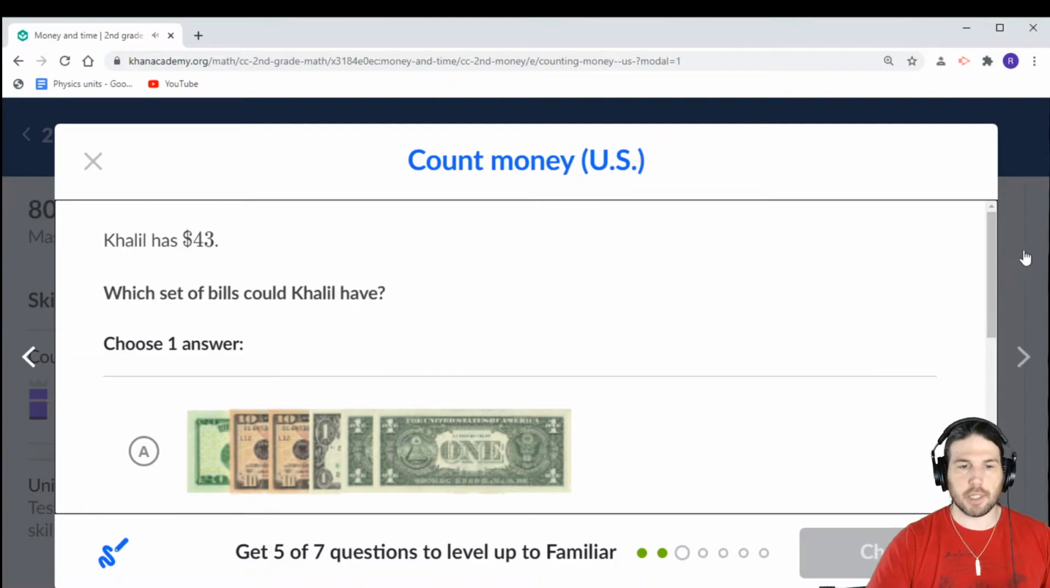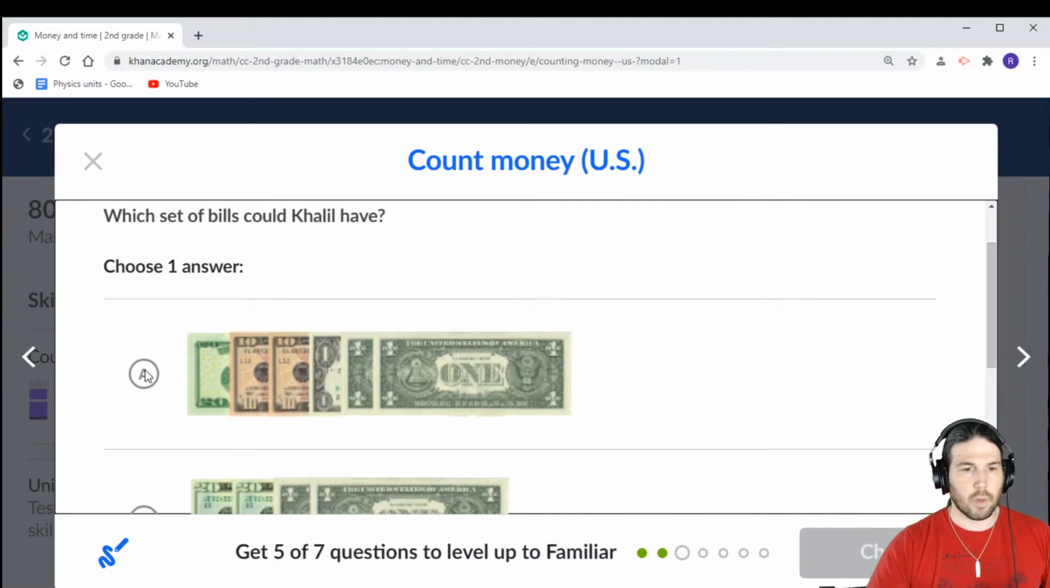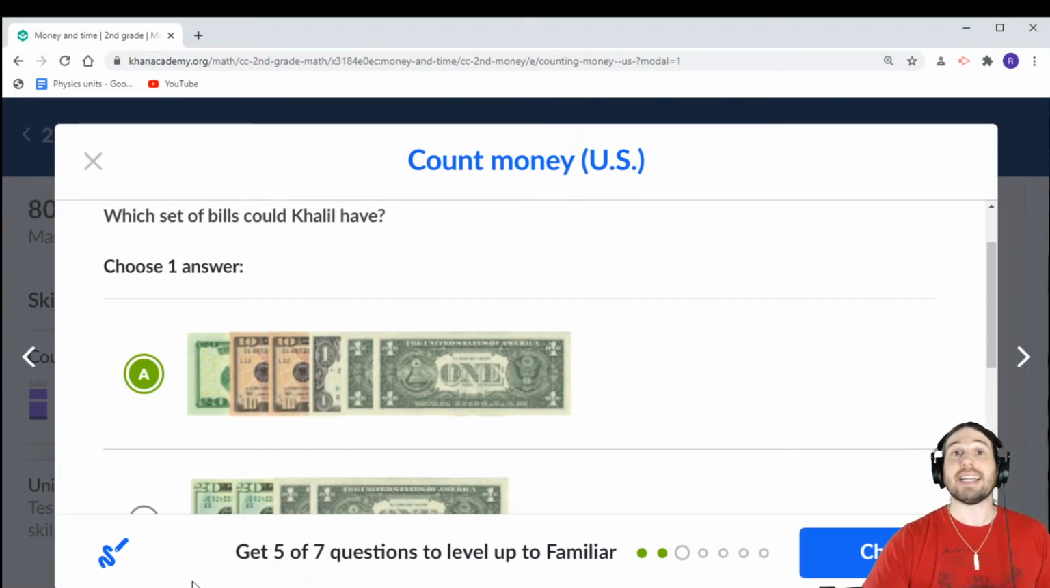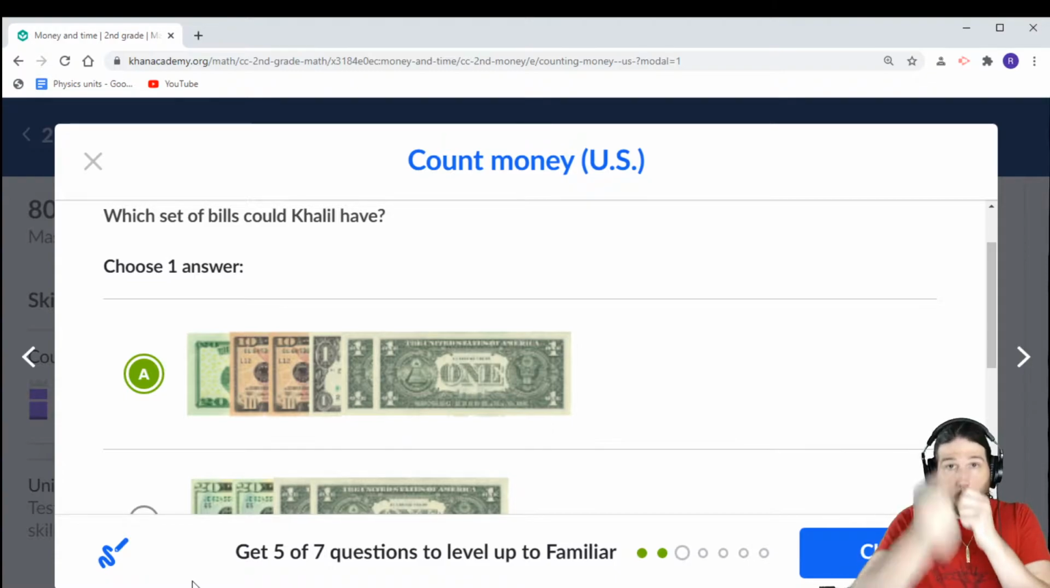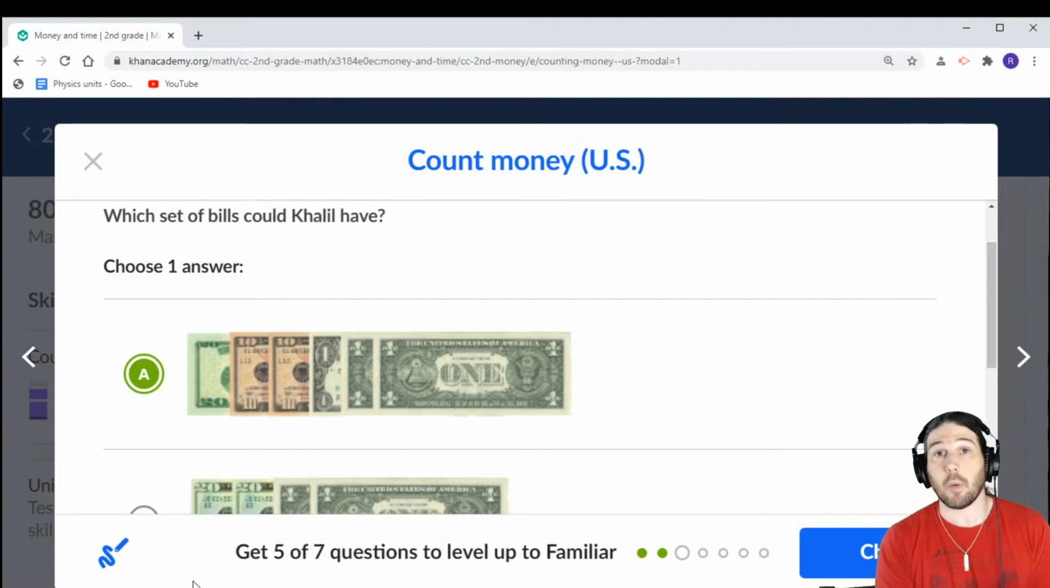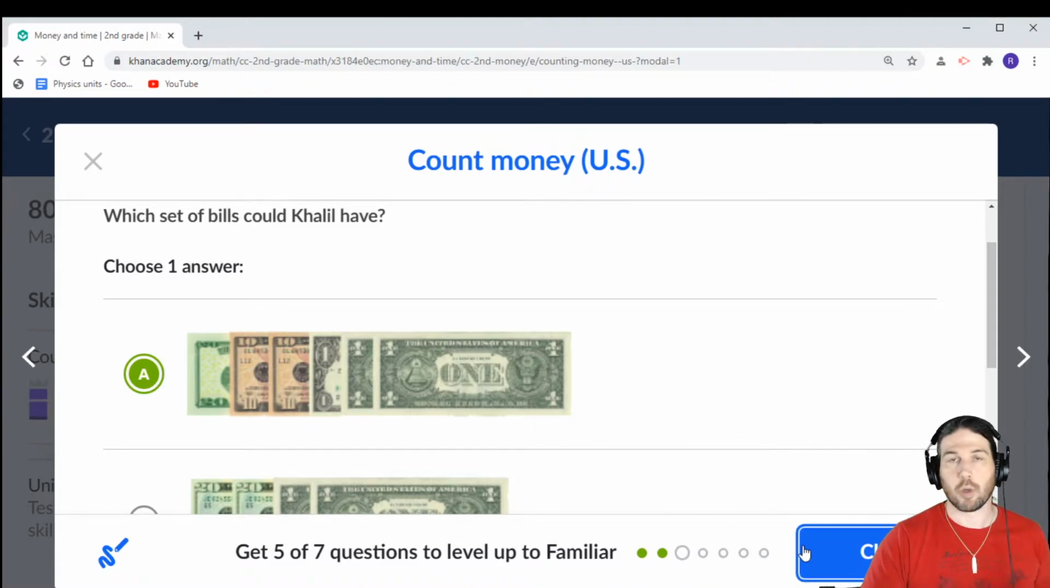Khalil has $43. Well, let's see. This looks like 43 to me. Again, counting it out, I would count out 20, 30, 40, 41, 42, 43. I hope you can see that this is exactly what we just did with place value and counting up by 5s and 10s. This is just an expansion of what we already know. We're just applying it to pieces of currency instead of to just plain ordinary pure numbers.